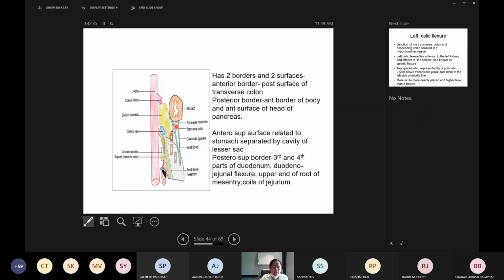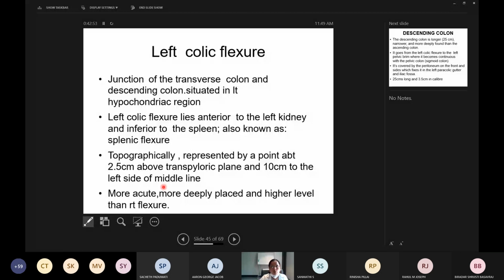and the upper end of the root of the mesentery, and you have got the coils of the jejunum. So this is the transverse mesocolon, which is suspending the transverse colon from the posterior abdominal wall. Two borders, anterior border and a posterior border, and two surfaces, anterior superior surface and a posterior inferior surface. So this is about the transverse mesocolon.